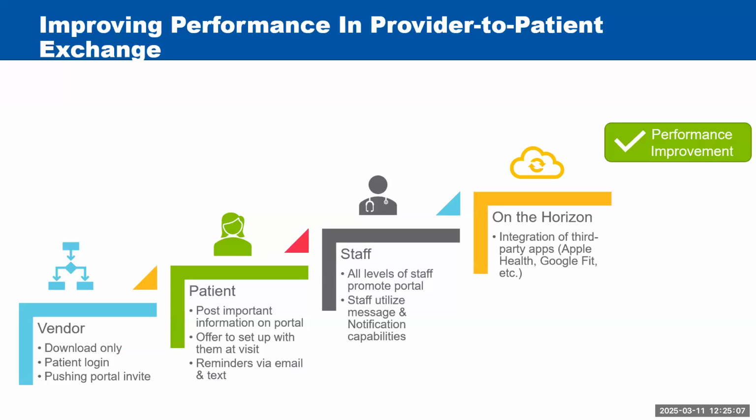All right, so improving performance in the provider to patient exchange. These are some suggestions and recommendations that we give to our clients when they're looking at the performance rate for this specific objective. So understand what your vendor is looking for. What triggers that numerator? Is it downloading the application? Is it logging in? Or is it basically just pushing an invite to your email address for the portal? Knowing what specifications your vendor requires is really important.